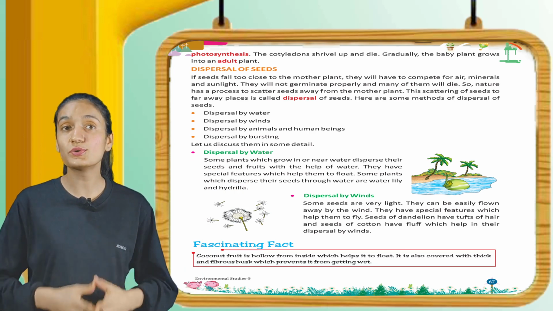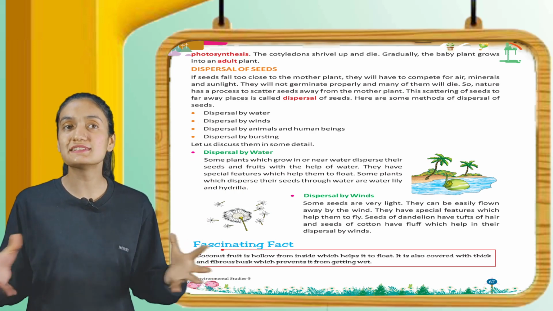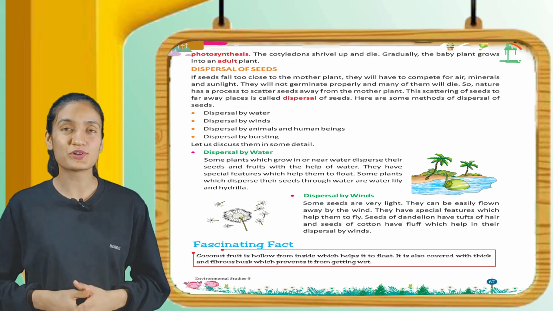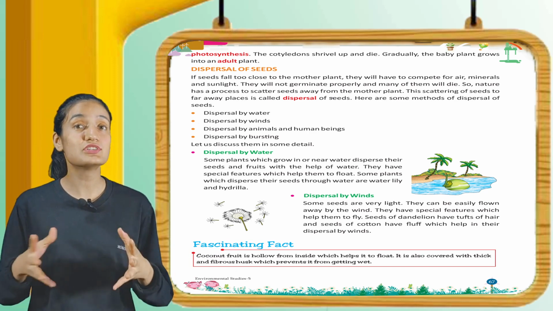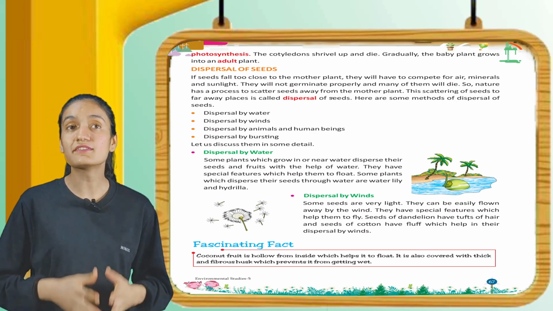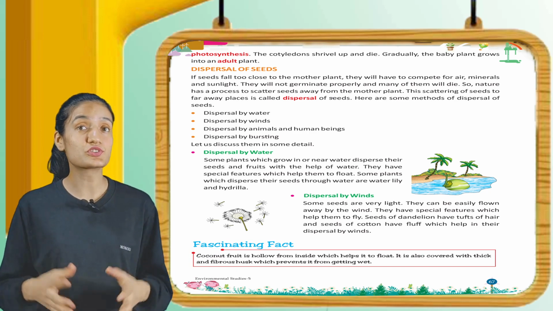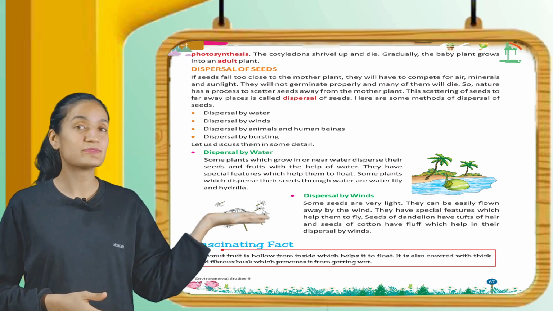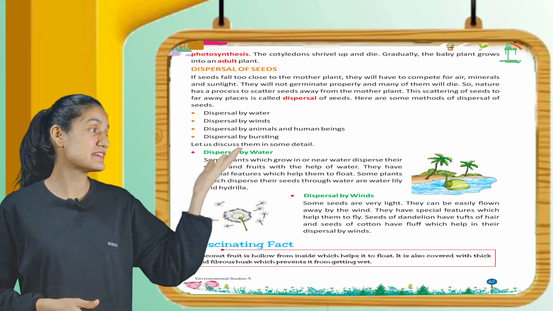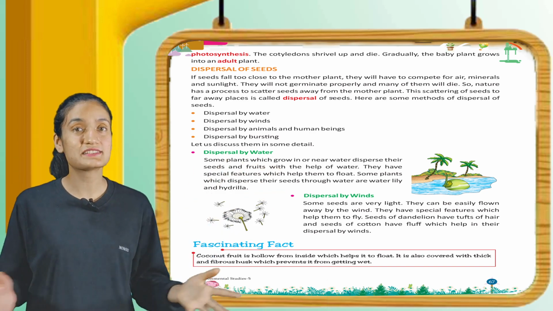Some plants which grow in or near water disperse their seeds and fruits with the help of water. They have special features which help them to float. Some plants which disperse their seeds through water are water lily and hydrilla. You can see in this picture, seeds are dispersing.